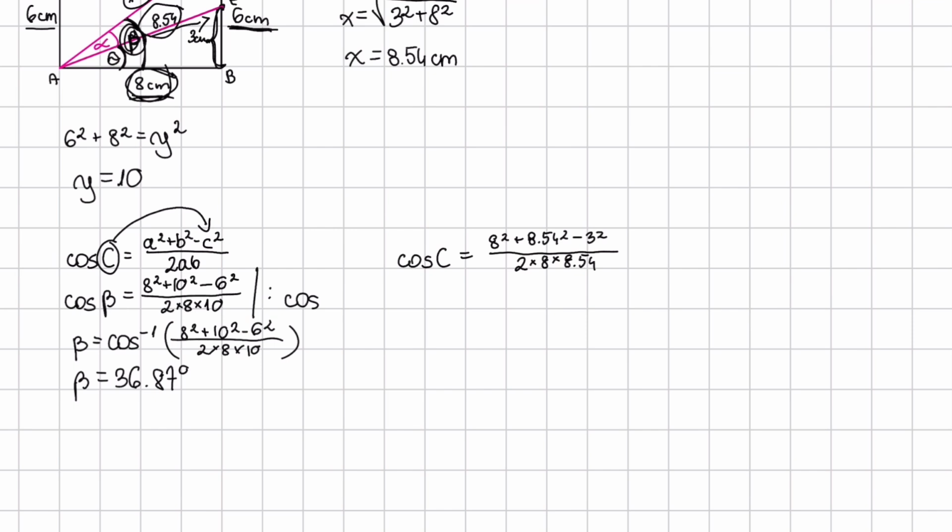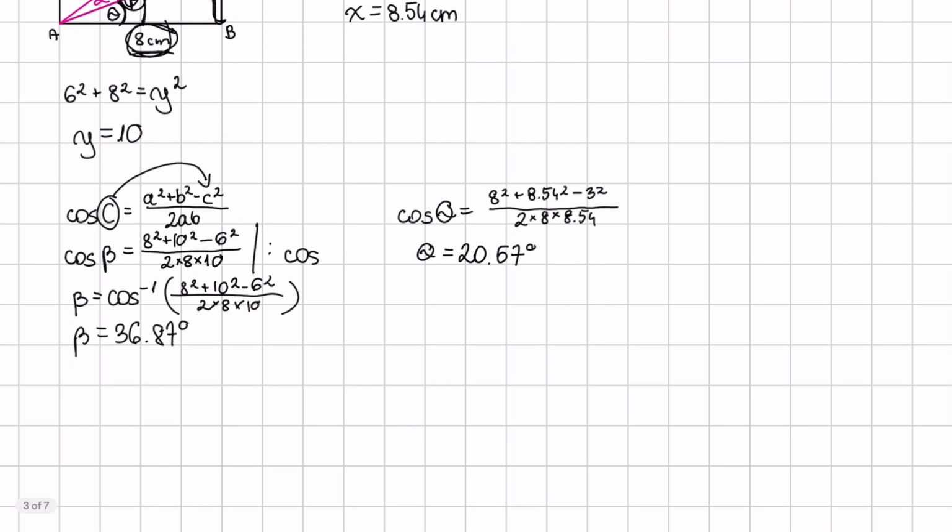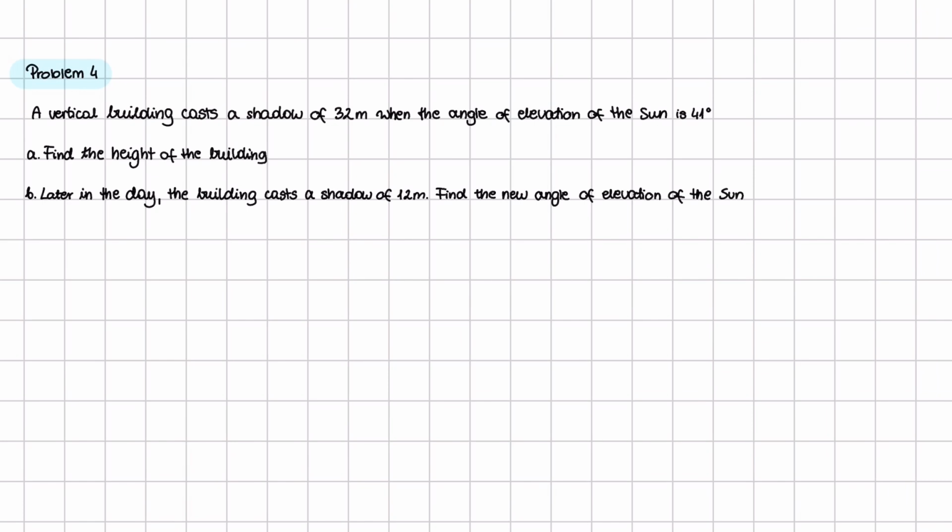And sorry, here not C, but our angle theta, so our angle equals 20.57 degrees, and now we can subtract, so 36.87 minus 20.57, and it equals 16.3 degrees. Problem 4. A vertical building casts a shadow of 32 meters when the angle of elevation of the sun is 41 degrees.